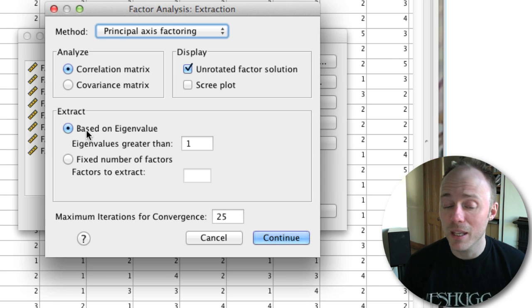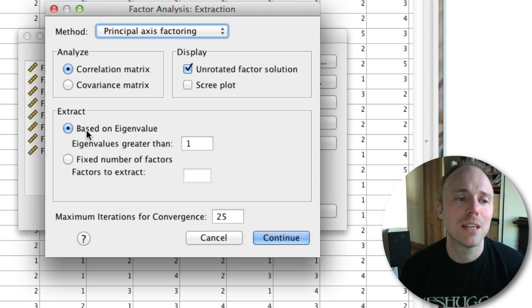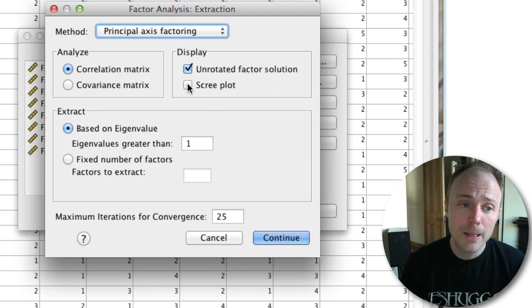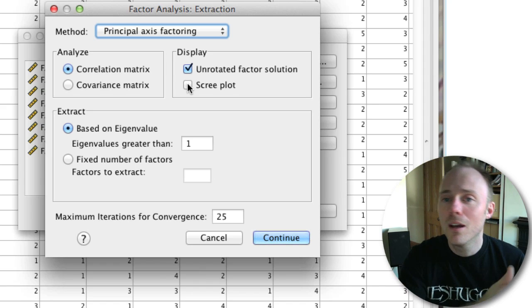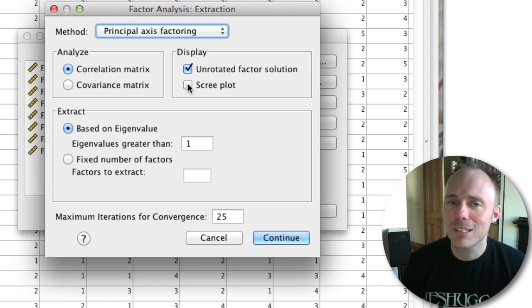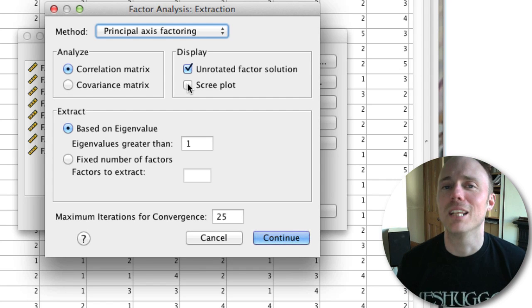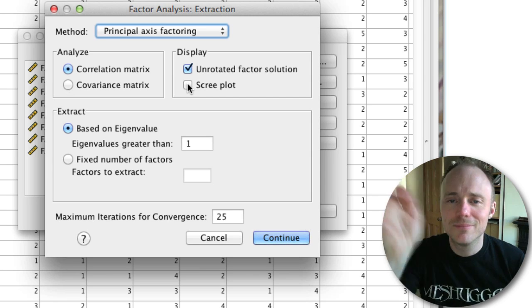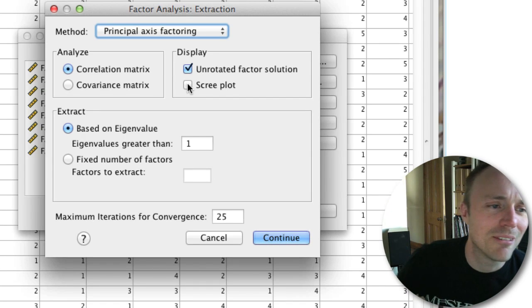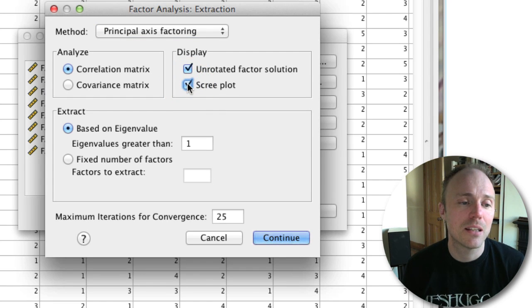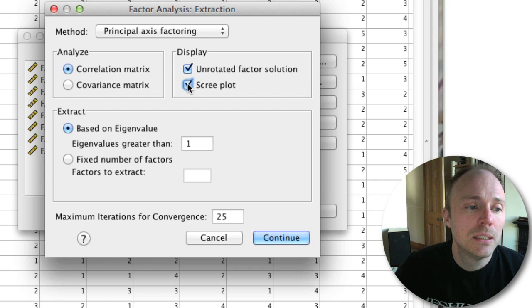However, there may be situations where that's not a very good algorithm to use, and especially if you've got big samples, people quite often find it useful to look at a scree plot. And a scree plot is a plot of the eigenvalue against the factor. It has a very characteristic shape. It looks like the scree of a cliff, whatever. So we should ask for a scree plot, because that's a useful thing to look at, especially if we've got a decent sized sample.